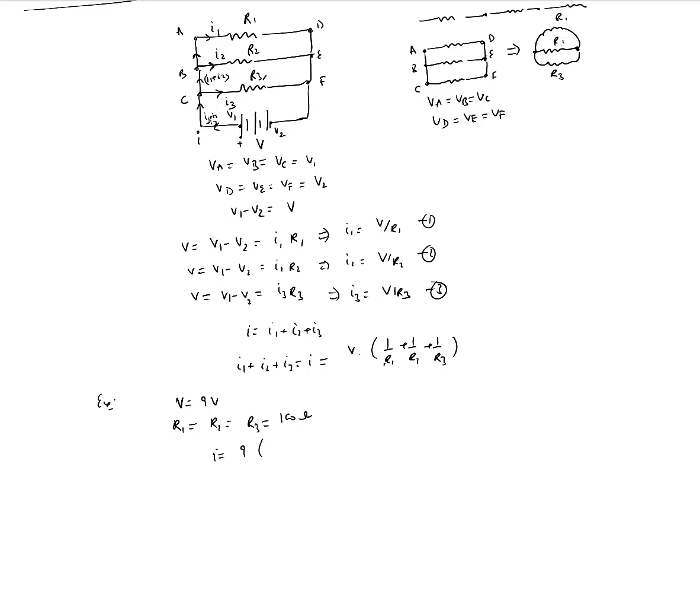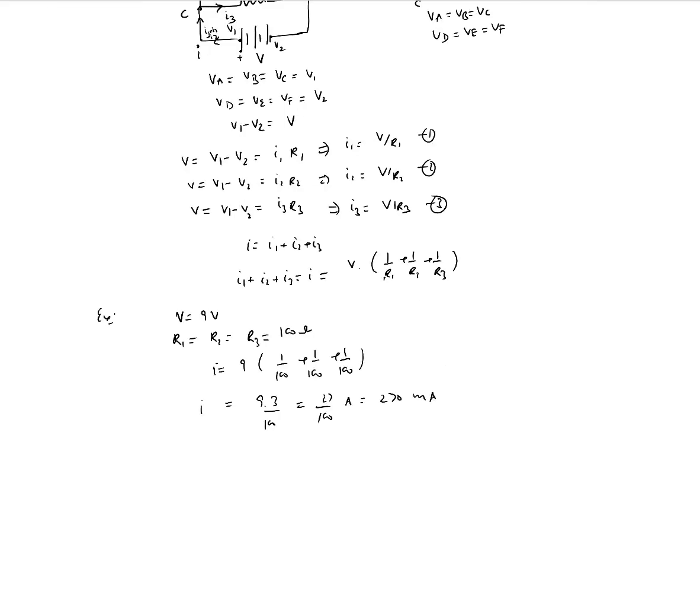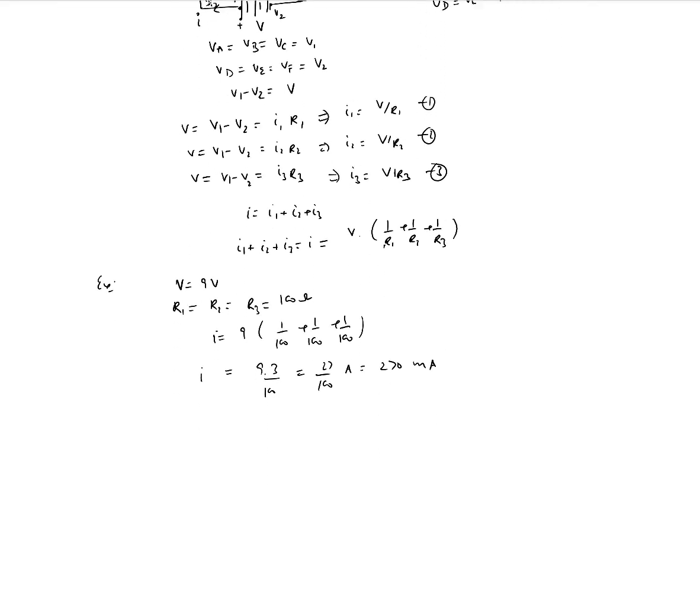I is equal to 9 times 1 over 100 plus 1 over 100 plus 1 over 100. So that gives you what? 9 times 3 over 100, so that's 27 over 100 ampere. That's basically 270 milliamp. That's the current. So what is the current through individual branches? Let's say the current going through R1, what is that equal to? I1 is equal to V over R1. V is 9, R1 is 100.